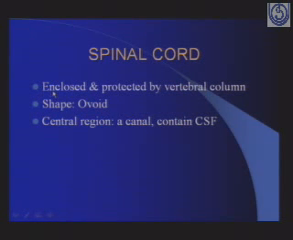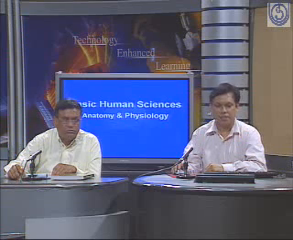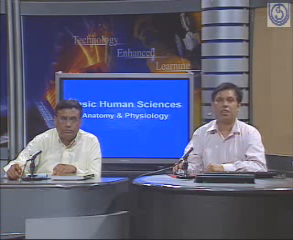It is enclosed and protected by the vertebral column. Otherwise, if damage occurs to the spinal cord, there may be paralysis. Like the brain is protected by the skull, the spinal cord is protected by a bony canal formed by the vertebral column, that is known as the vertebral canal. The shape is ovoid. In the central region, you will find a small canal-like structure.